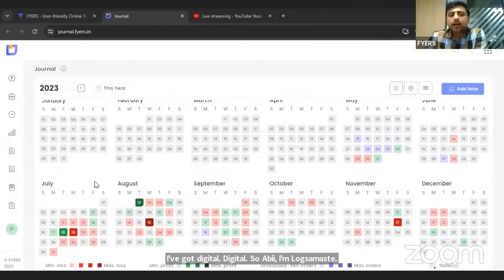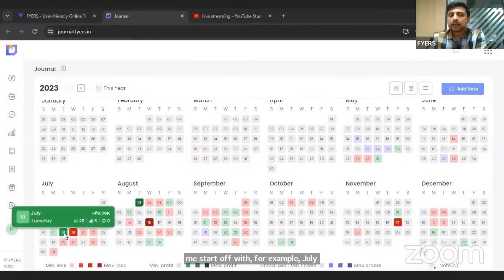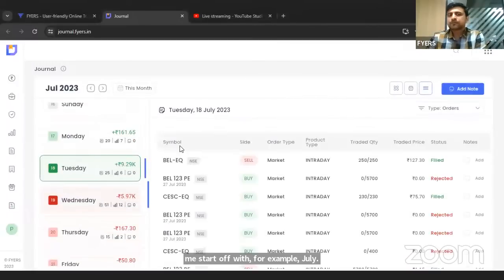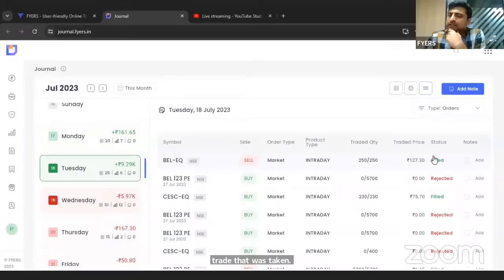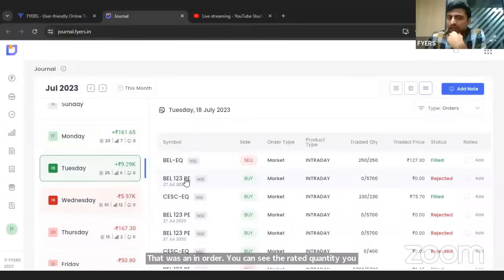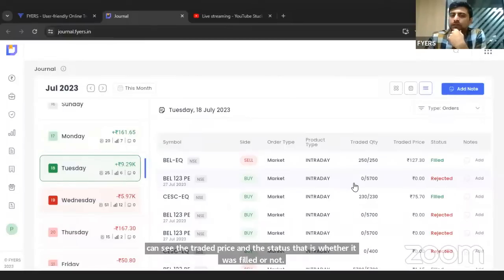So now let me start off with, for example, July. Okay, let me go back to the same date, that is 18th. Now if I click on 18th, right, I will be presented with all the trades that we have managed to take on that particular day. तो जो भी trades हमने लिया था, हर एक trade का log यहाँ पे रहता है. As you can see here, BL was a trade that was taken, that was an intraday order. You can see the traded quantity, you can see the traded price and the status, that is whether it was filled or not. Similarly, a BL put was taken and you can see that the order was rejected.